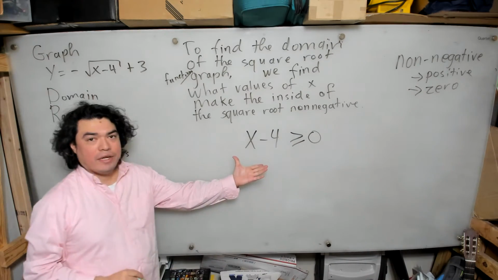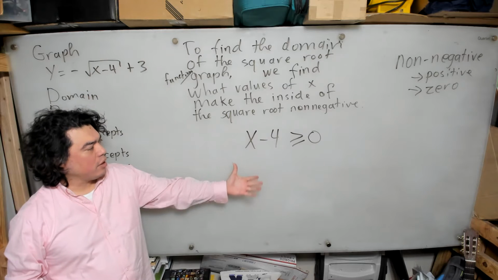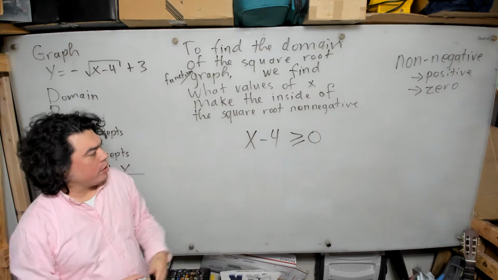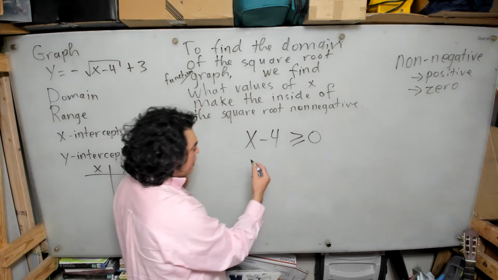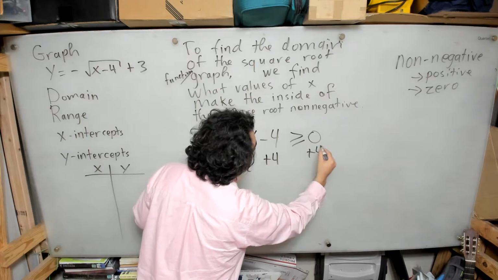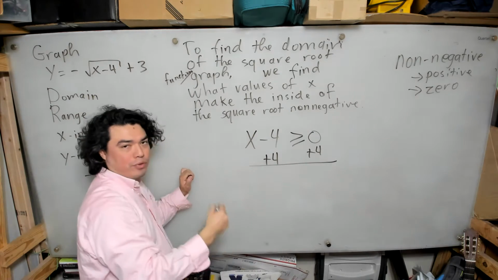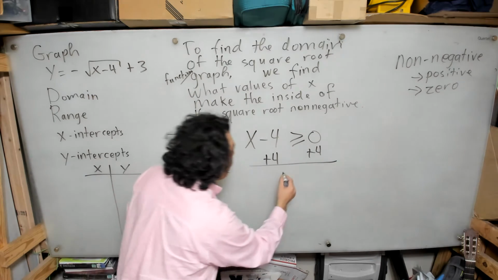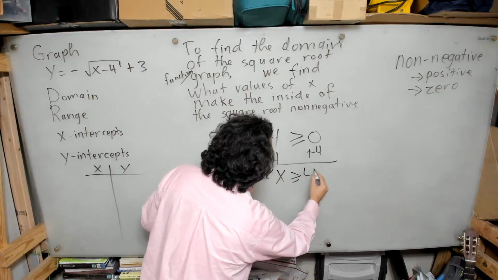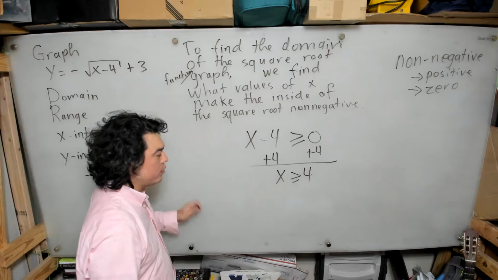Now, when we have an inequality like this, we just solve it. This one is a very simple inequality. All we have to do to solve it is add 4 to both sides. Of course, later we'll do more interesting ones, but for right now we can just do this one. So this is x bigger than or equal to positive 4.